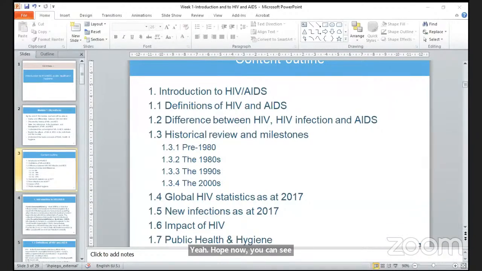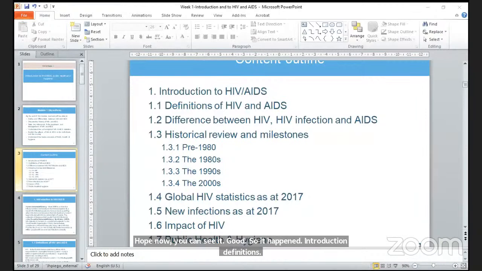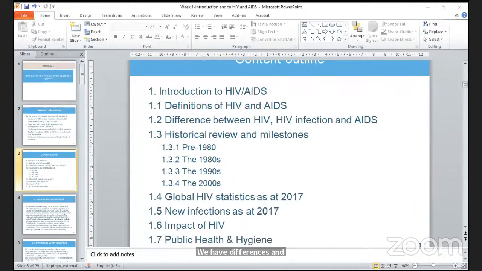Good. So we have the introduction, definitions, and differences between HIV and AIDS, then the historical review and milestones. In the historical review, we're going to look at the 1980s, the 1990s, and the 2000s. Then we're going to look at the global statistics as at 2020, the new infections, then the impacts, then public health and hygiene.